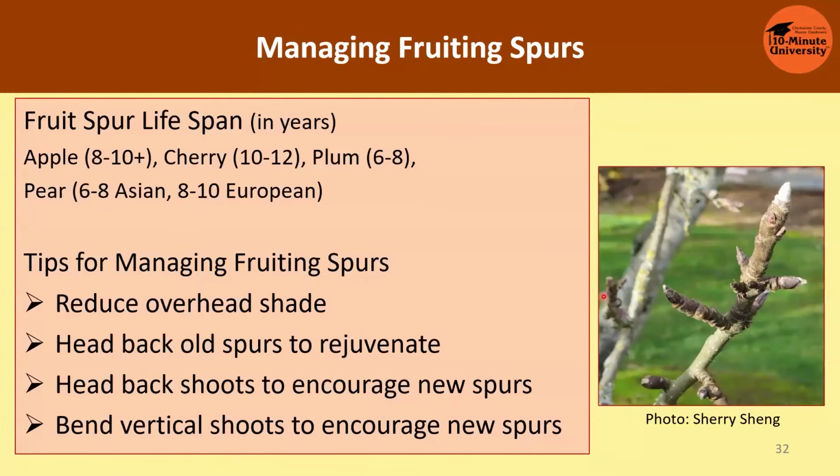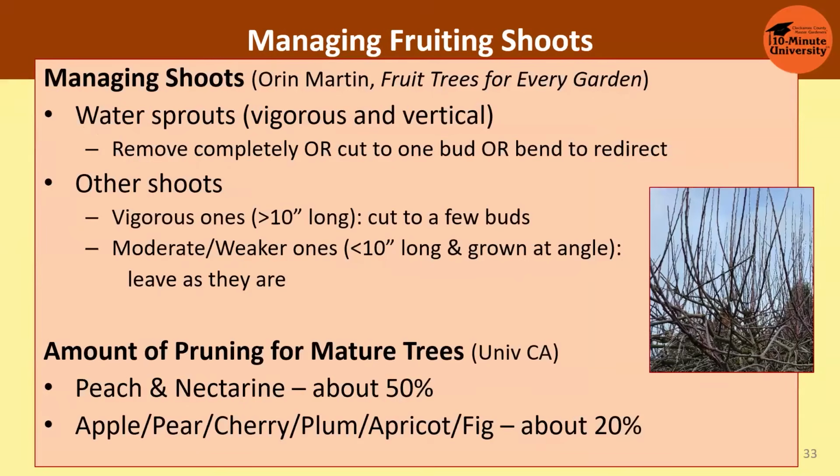We can also help the tree make more spurs by doing these two things. The first one is you can head back shoots to one or two buds, and that may encourage new spurs. And then the second thing is you can take some of the shoots that are pointed straight up, vertical ones, and bend them over, and that may encourage new spurs to develop.